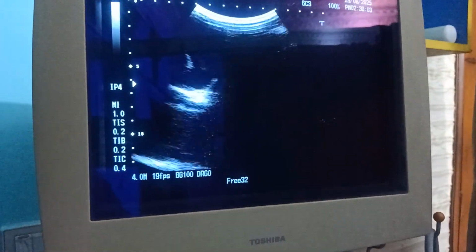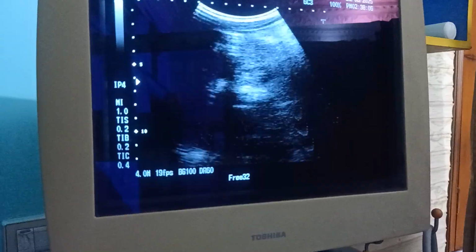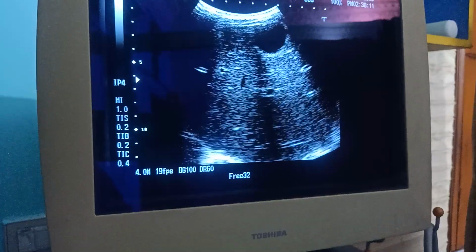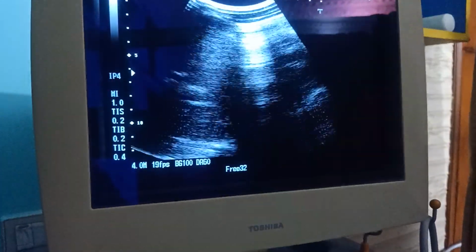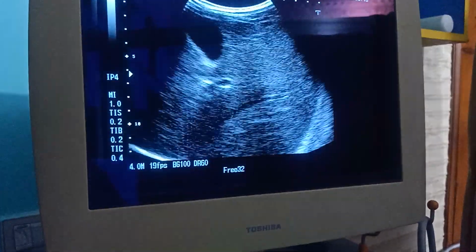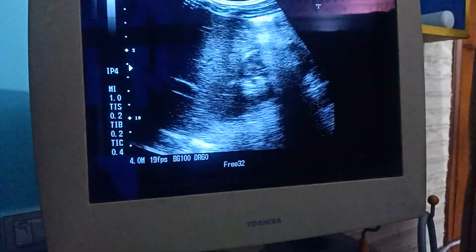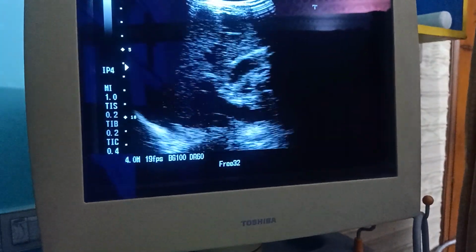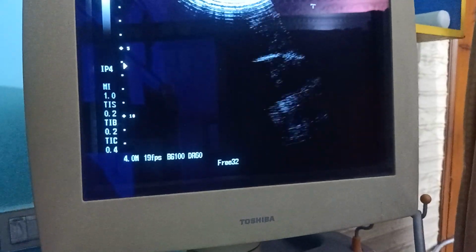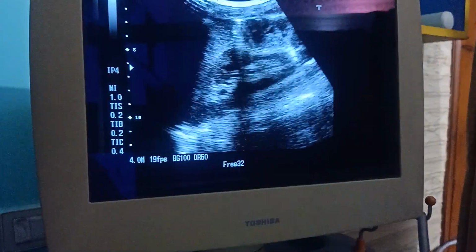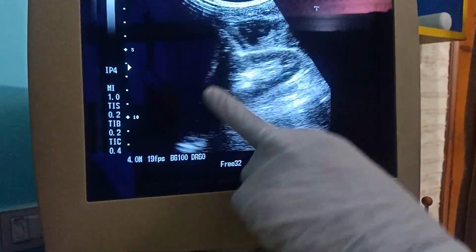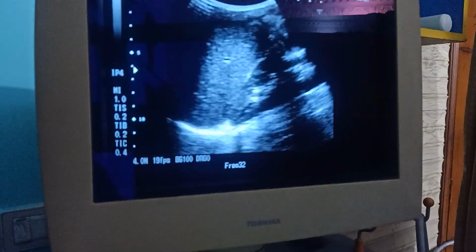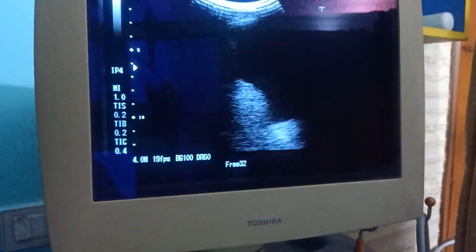Now this is liver. We are searching the liver for any kind of mass here. You see this is the lobe of the liver. Liver is normal size, displaying no evidence of mass. This is portal vein again. You see here portal vein is also normal. This is left kidney. Above it this is spleen, which is also normal sized, showing no evidence of mass.